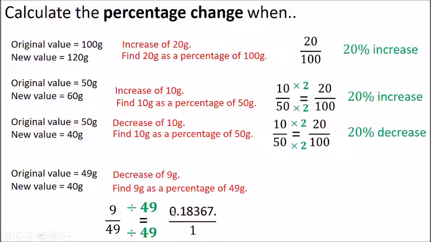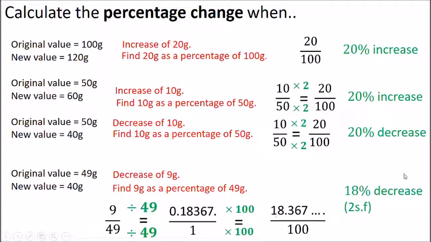That tells me that I've got 0.18367 and so on, all over 1. Okay, so I just use the calculator to get this. But I don't want it out of 1, I want it out of 100, because percent means per 100. So I'm going to multiply my numerator and denominator by 100. So that tells me that I've got about 18% decrease, and I've just rounded that to the nearest percentage. So that nearest whole number, right? So it's 18% decrease.